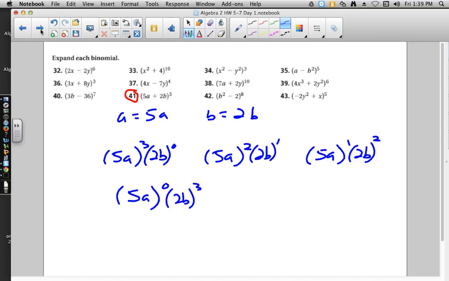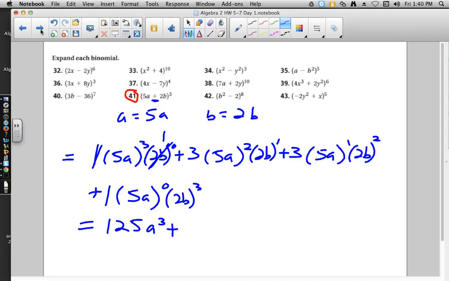And then we find that third row of Pascal's triangle. And the third row of Pascal's triangle is 1, 3, 3, 1. We look at the signs and we see this is addition, so that means we'll have addition all the way through. And then we simplify. So this first term, this is a 1, so is this, because it's to the 0 power. So we really just have 5 to the third, a to the third, which is 125, a to the third, plus. And in the next term, we would have 3 times 5 squared times 2.